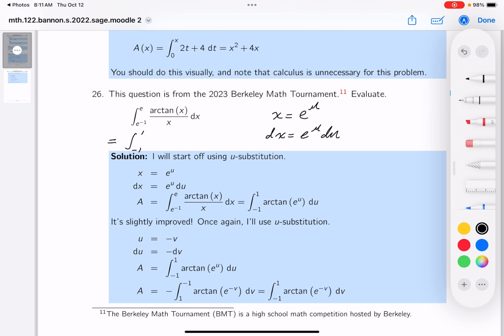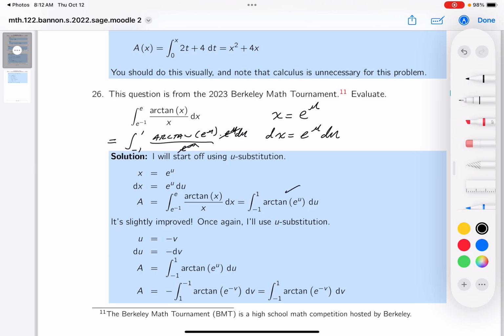All right, then the next thing I notice is the arctangent of x, and x is e to the u. Now I've got to do the dx, and it's dx over x. So what's dx? Well, dx is e to the u du, and this is all over x, which is e to the u. This seems like it got a little bit easier. The e to the u's cancel off, and I'm left with just arctangent of e to the u du.